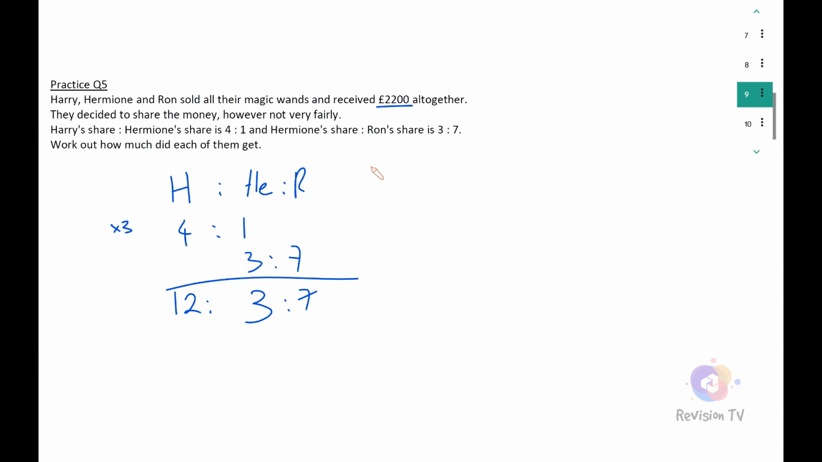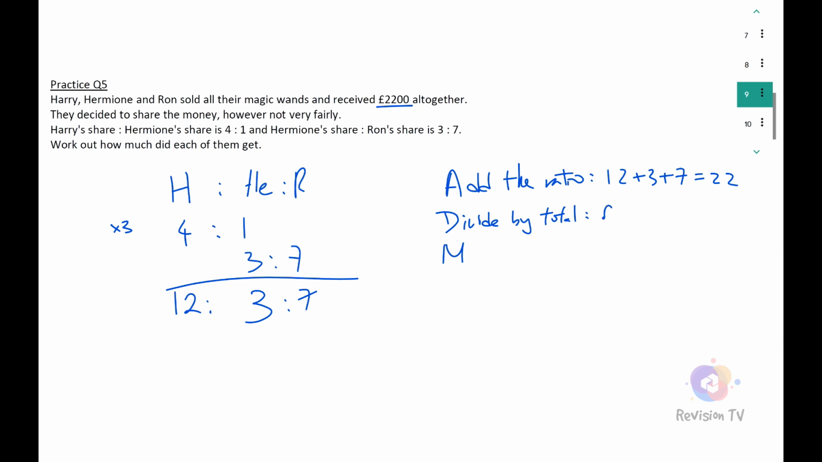The method that I use to share a ratio of a total, I call it the ADM method. So what does that mean? A means add the ratio. So add the ratio, 12 plus 3 plus 7, which is 22. D stands for divide by the total. £2,200 divided by 22 parts. That means that's £100 per part.